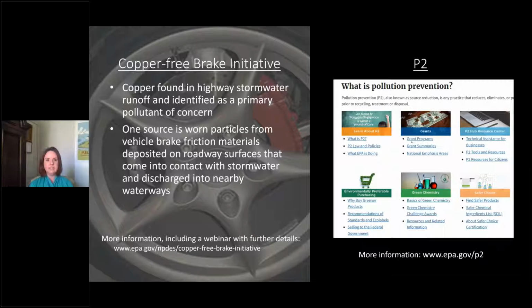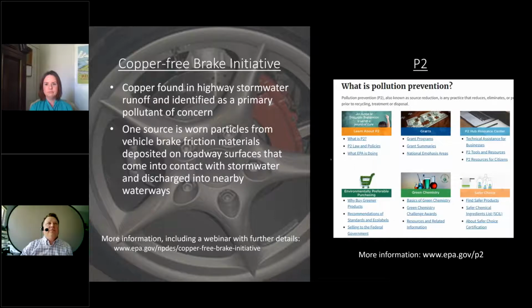So I'll close by saying that we are supportive of these sorts of efforts that can really serve as a model for others interested in a source control type approach to reduce pollutants and protect the environment. And we're really looking forward to continuing to talk about this important topic and hearing what source control opportunities others have thought about as well. So with that, I'll turn it back over to Seth.